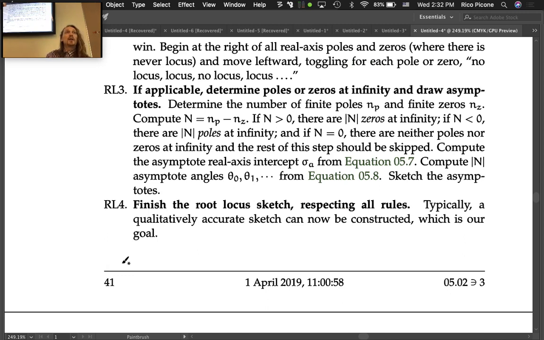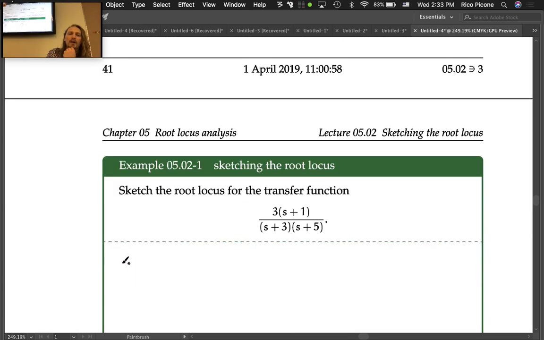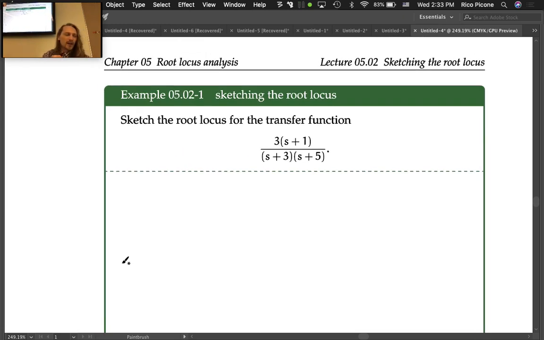Usually we can come up with a nice qualitatively accurate sketch at that point, where you say, okay, I need things to be symmetric. I'm pretty sure that this pole goes to this asymptote. I'm pretty sure this pole goes to this zero, etc. At that point you start doing your sketch, and qualitatively accurate is the key there. That's what you're looking for. Those are the rules, and the only way you can get good at this is by doing some examples or practicing.